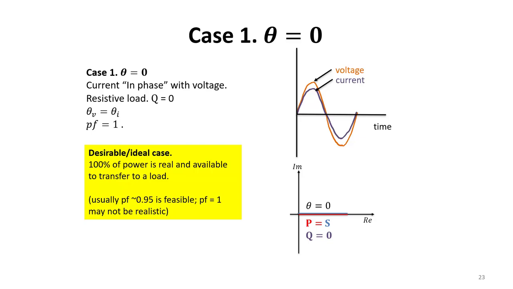So, while this is our ideal case, usually it's very challenging to reach this in the real world. Usually achieving a power factor around 0.95 is feasible, but depending on our system, it may not be possible to achieve a perfect power factor of 1.